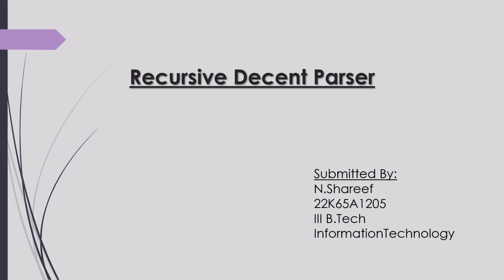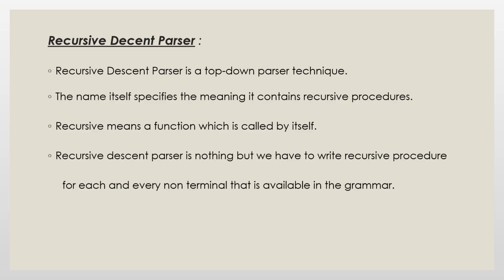Today we are going to discuss the recursive descent parser. The recursive descent parser is a top-down parser technique, and the name itself specifies the meaning. It contains recursive procedures. Recursive means a function which is called by itself. A recursive descent parser means we have to write a recursive procedure for each and every non-terminal that is available in the grammar.